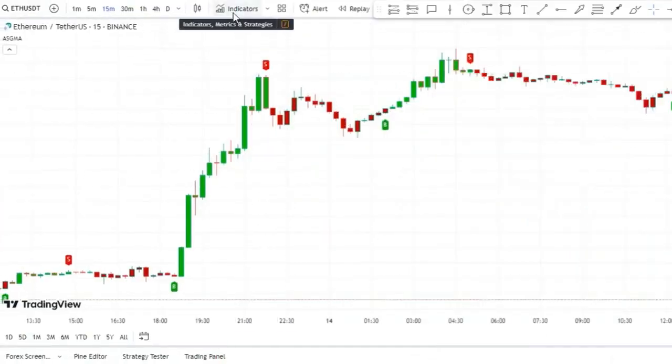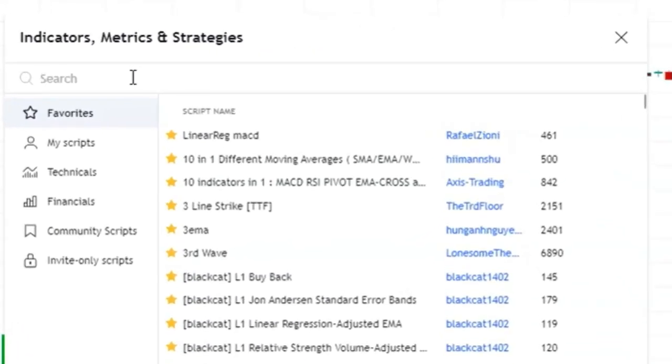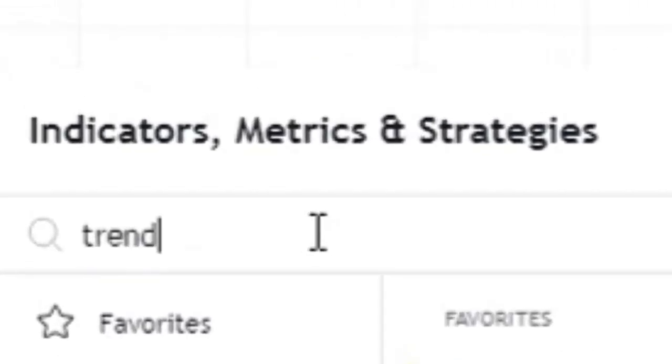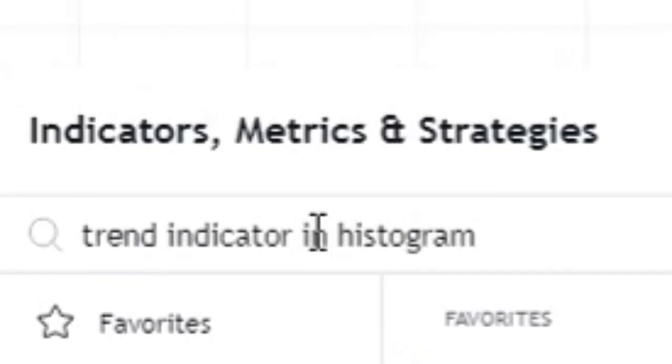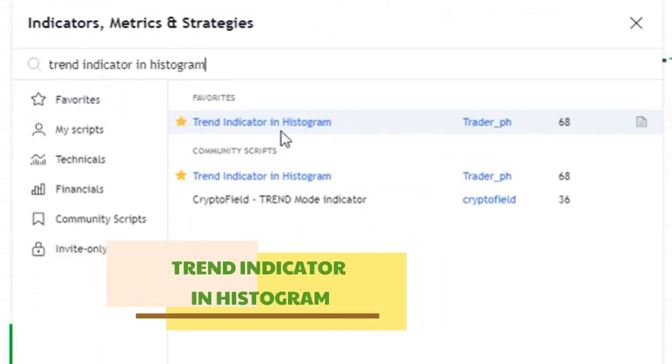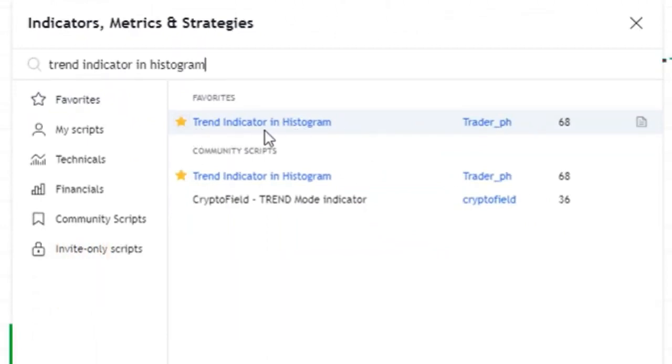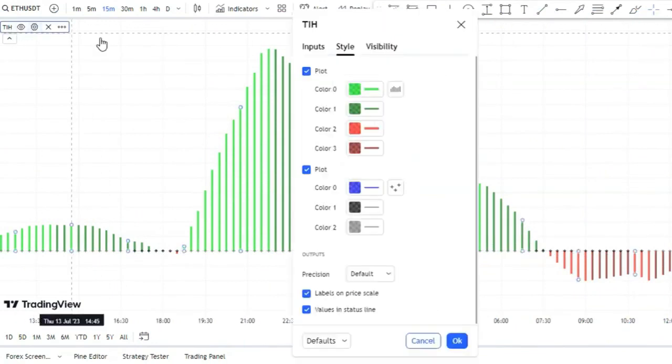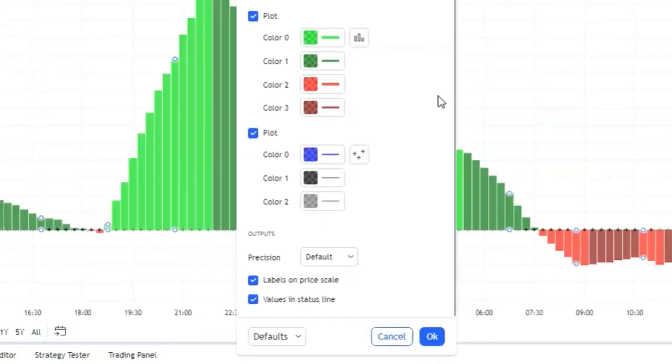So one of the indicators we'll use to confirm the signals is called trend indicator and histogram. We'll optimize the settings to best complement our strategy and then use it alongside our first indicator to confirm trade signals. These two indicators approach should help us filter out bad signals and improve our overall win rate. So in the settings, first make the necessary style changes like in the video.